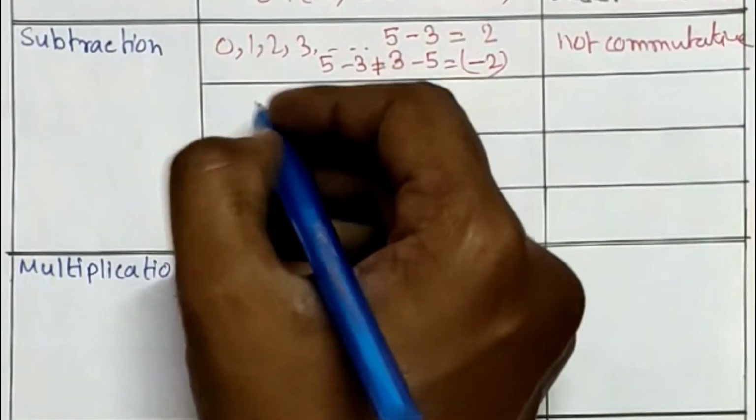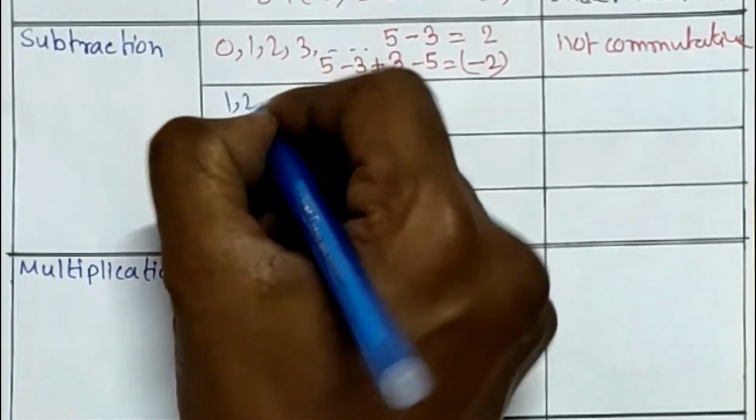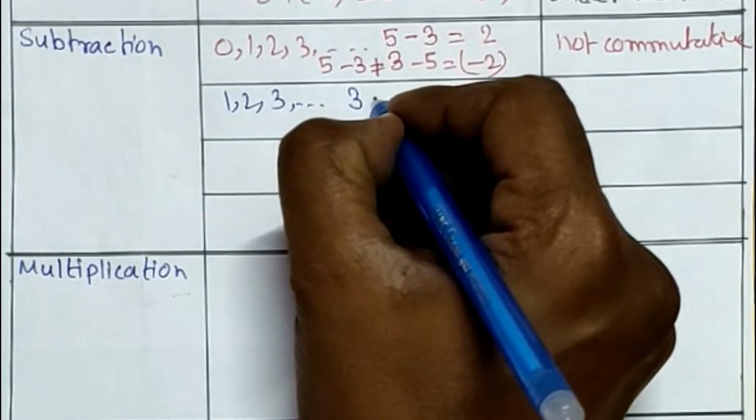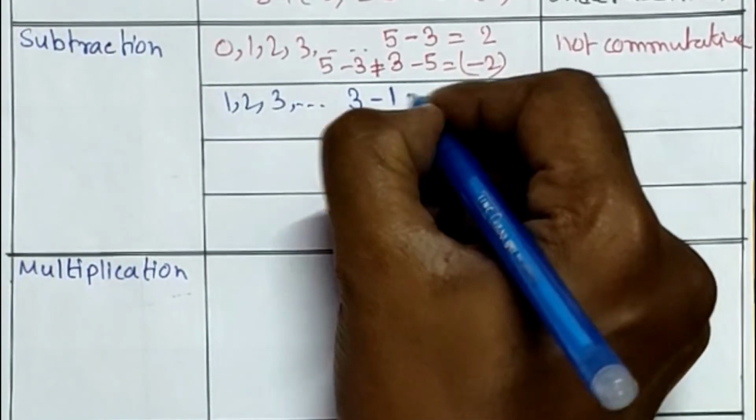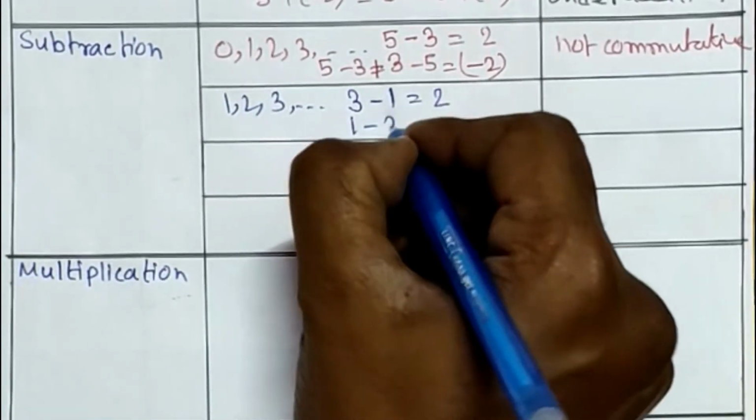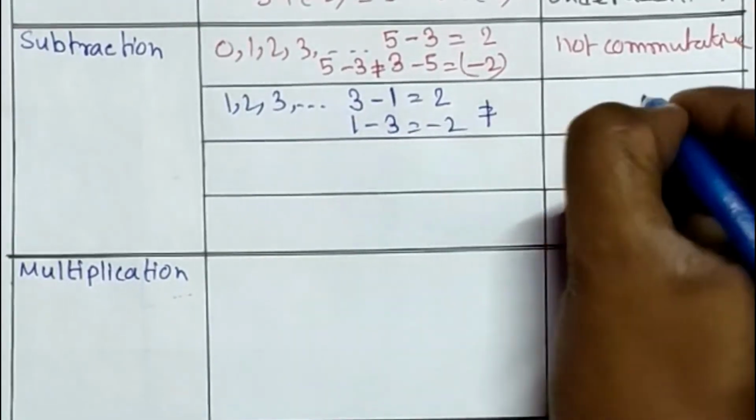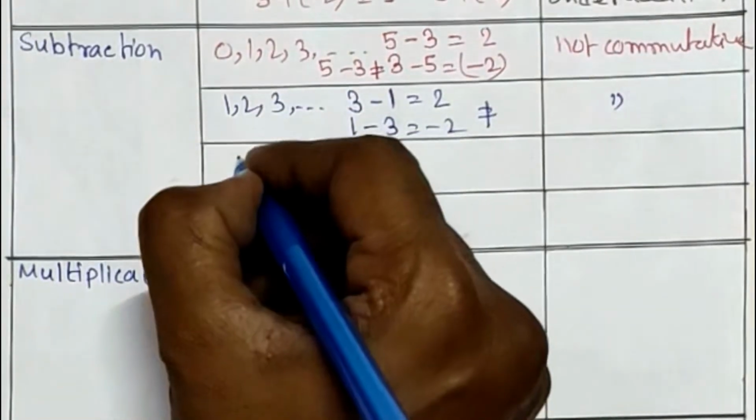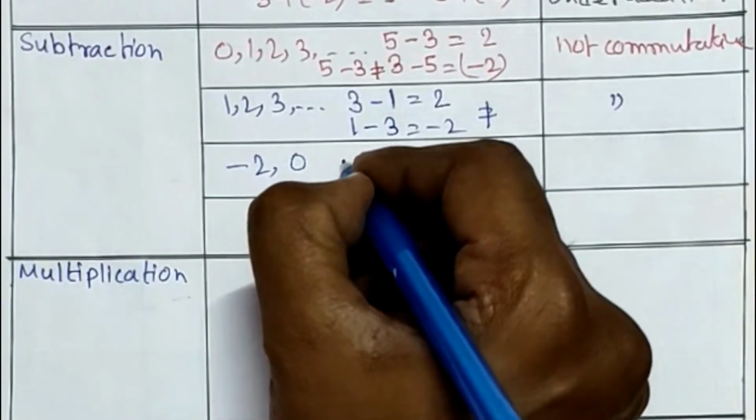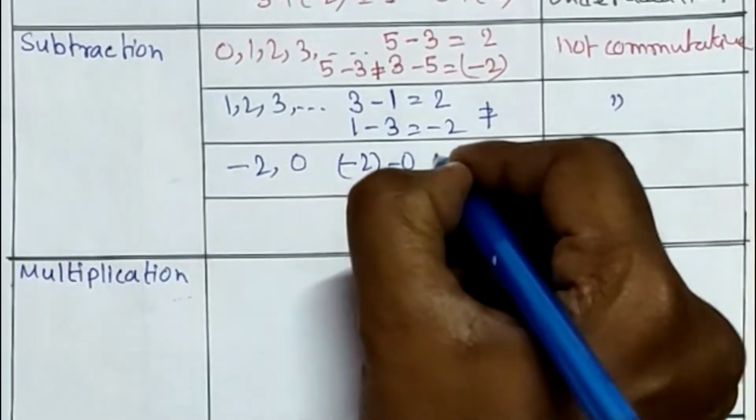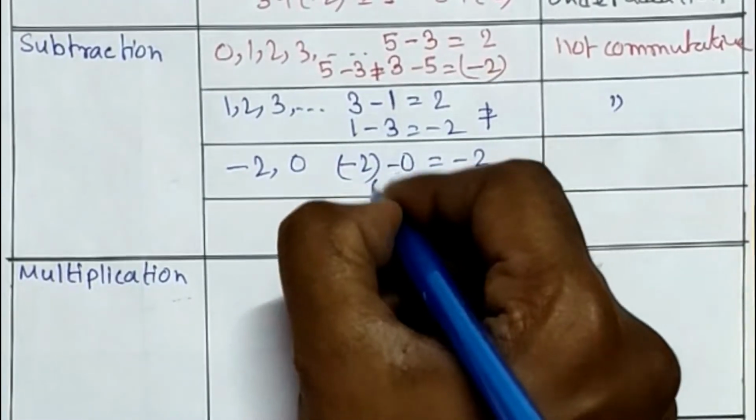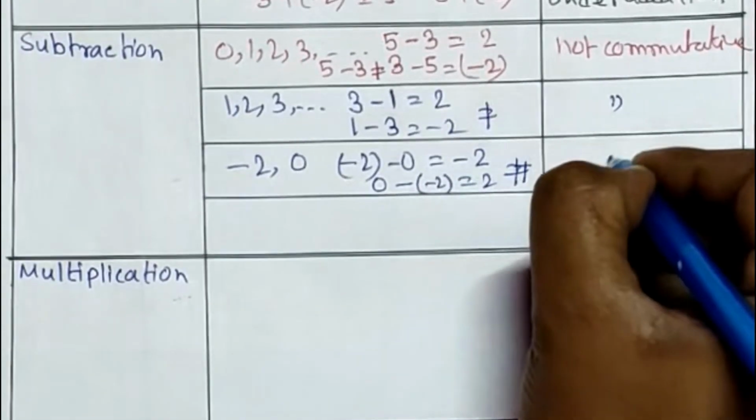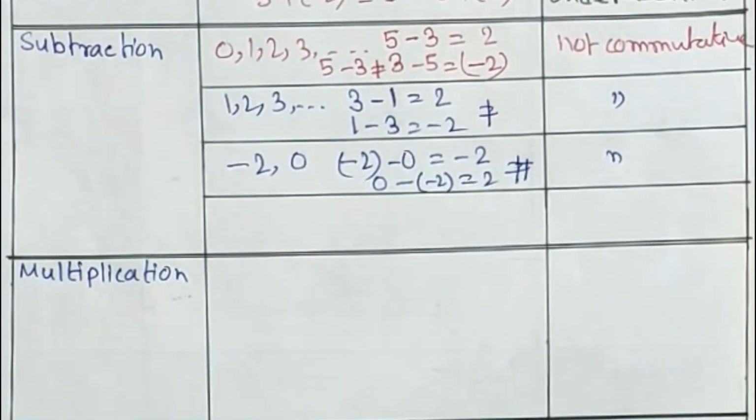Similarly, if we take natural numbers 1, 2, 3, you can easily find out. Say we are taking 3 and 1 and subtract them. 3 minus 1 gives us 2. 1 minus 3 gives us minus 2. They are not equal. So natural numbers are not commutative under subtraction also. Similarly for integers, if we take minus 2 and 0 and subtract them, minus 2 minus 0 gives us minus 2, but 0 minus of minus 2 gives us 2. They are not equal also. So integers are also not commutative under subtraction.